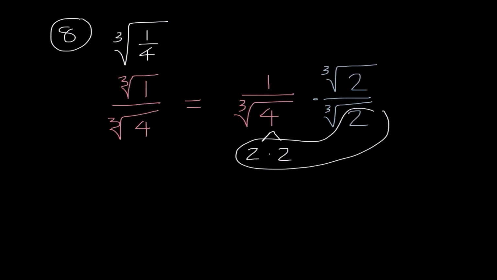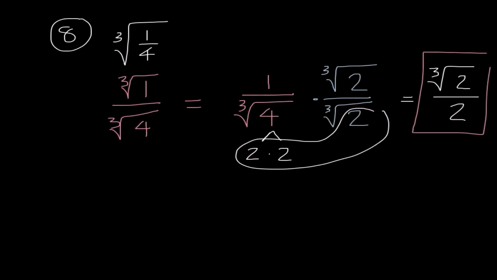Because I know that I need a group of 3 in order to take something out, we can't just blindly multiply by whatever's in the denominator. We need to actually think, what are we missing? How many of our group do we need? When I multiply across now, I get the cube root of 2 over 2, because I have this group of 3 that I can take out. So cube root of 2 over 2 would be our final answer.